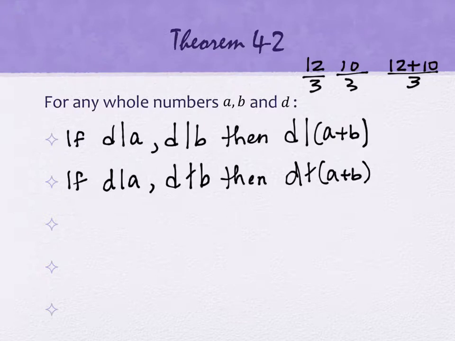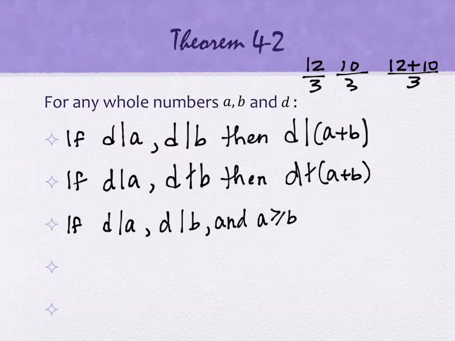Okay, now we're going to do subtraction. Valerie, you were actually spot on where I was headed. So we're going to take a look at what happens with subtraction. If D divides A and D divides B, and I'm going to work with A being greater than or equal to B just because I'm only working with positive numbers. I'm not working with negatives and integers yet. That's chapter 5. But if that happens, then D divides A minus B.